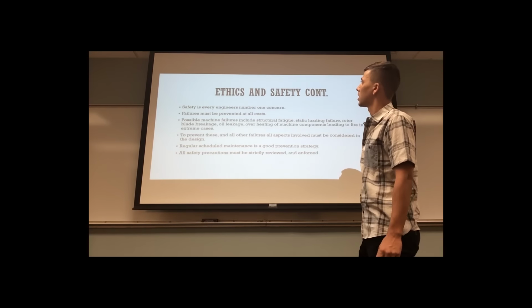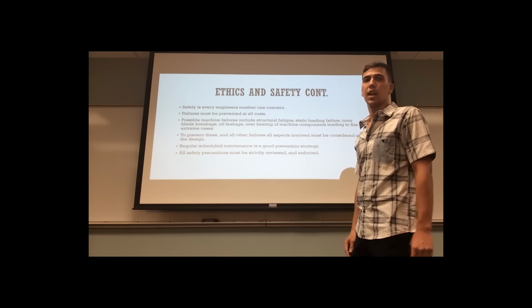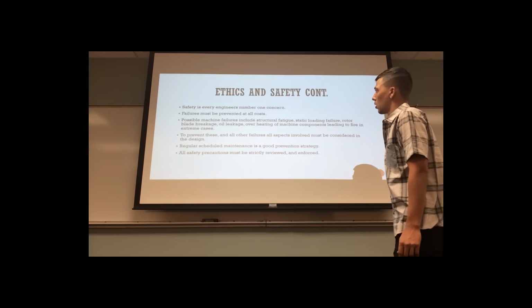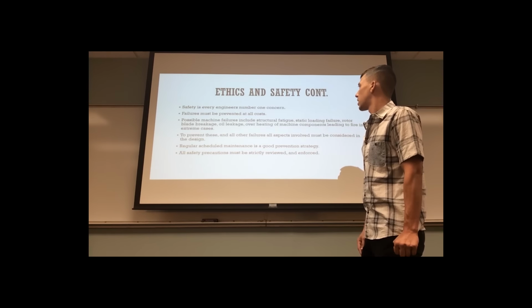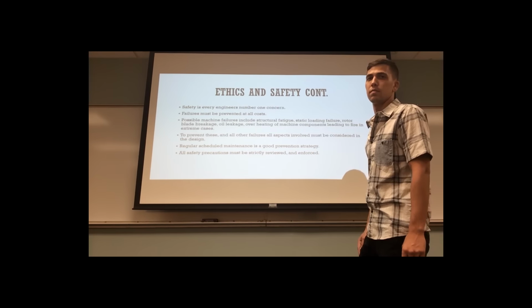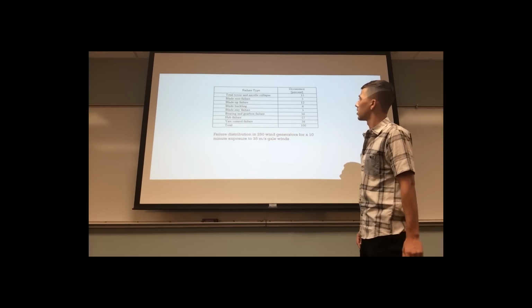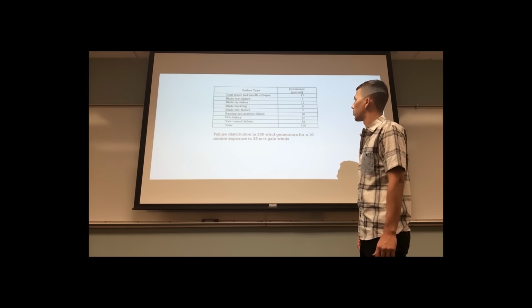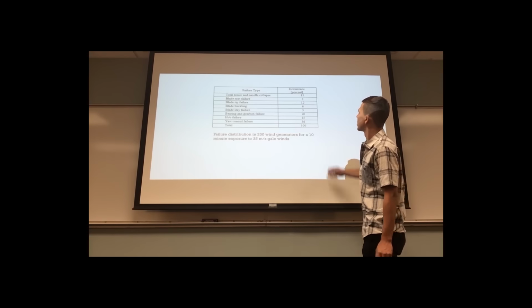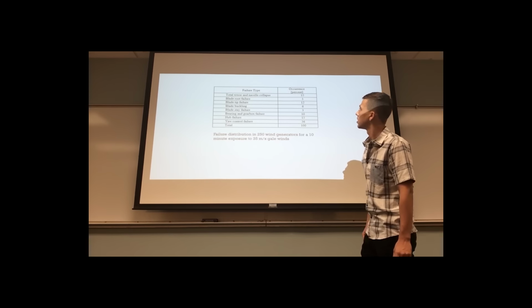Ethics and safety continued. Safety is every engineer's number one concern. Failures must be prevented, and all things need to be taken into account to prevent them. Regular scheduled maintenance is a really good prevention strategy, and safety precautions must be strictly reviewed and enforced. This is a table of the different kinds of failure distributions in 250 wind generators for a 10-minute exposure to 35 meter per second gale winds. As you can see, the highest percentages are in total tower and nacelle collapse, yaw control failure, and blade tip failure.